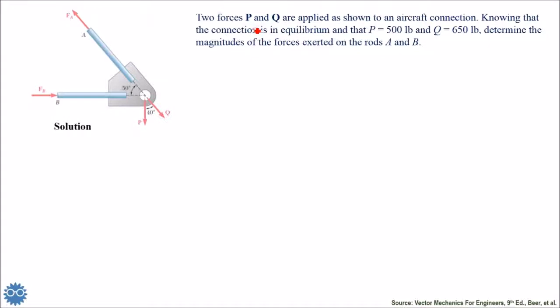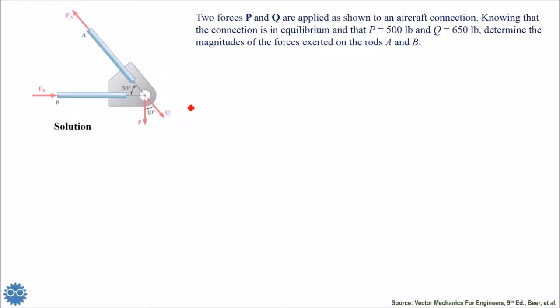Two forces, P and Q, are applied as shown on an aircraft connection. Don't be distracted. Aircraft connection or any connection, you don't have to be a student in the aerospace department. This is a simple mechanics problem. Knowing that the connection is in equilibrium and P is equal to 500 pounds and Q is 650 pounds, determine the magnitude of the forces exerted on the rods A and B.